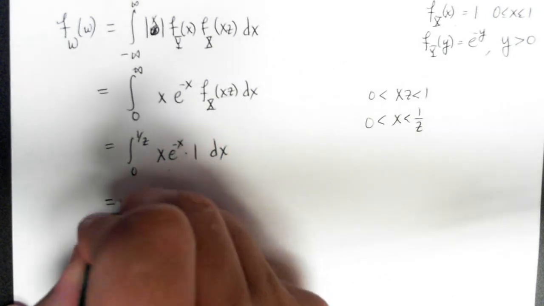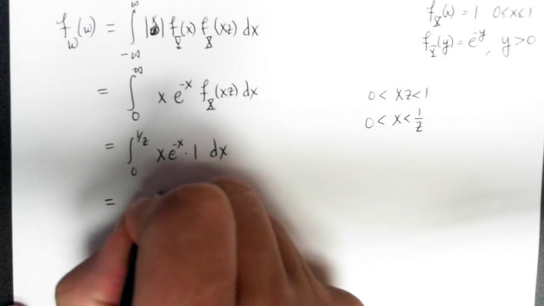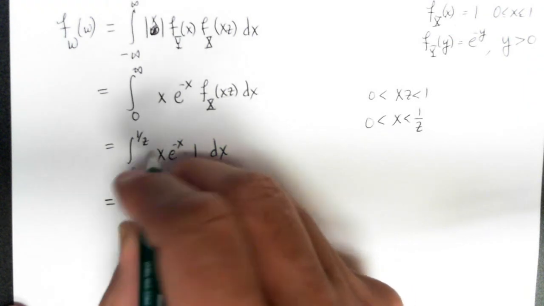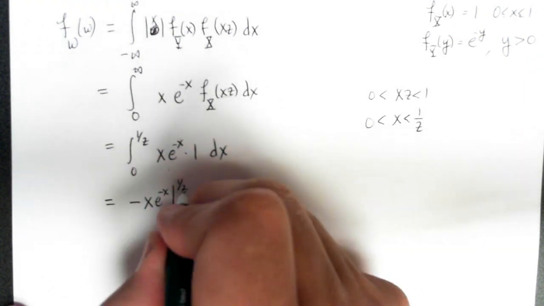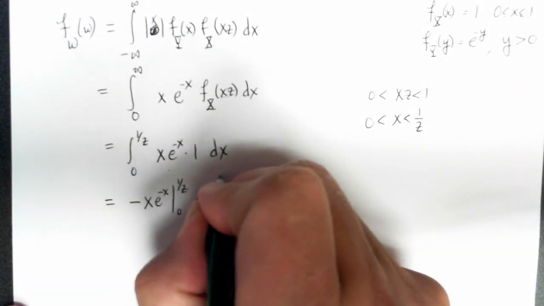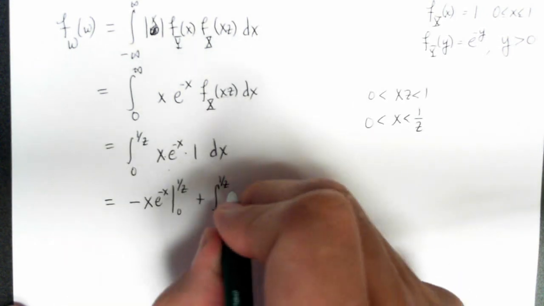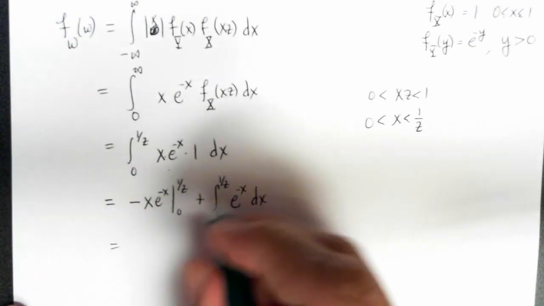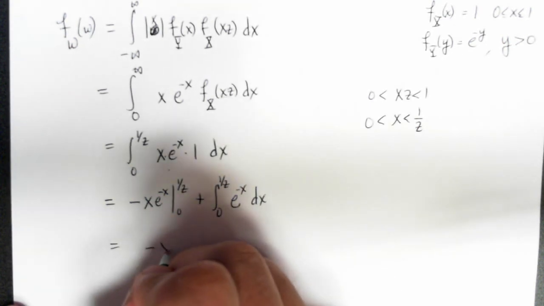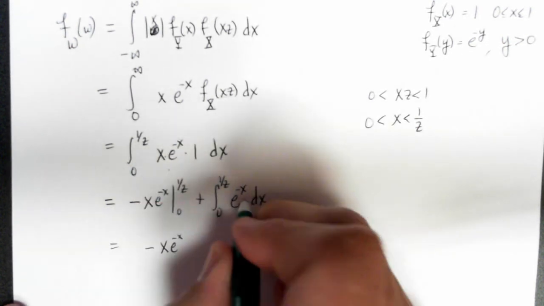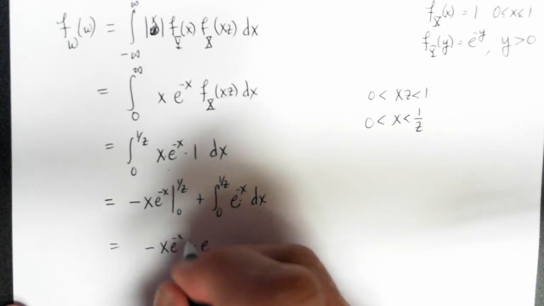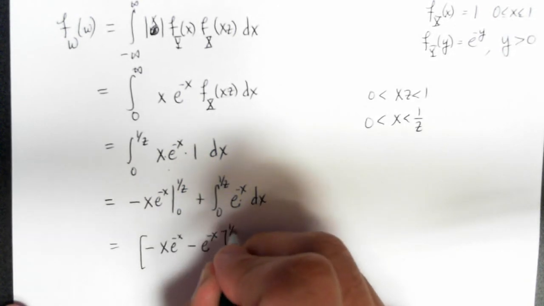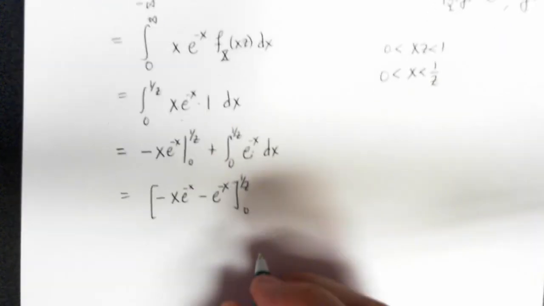So integrating this by parts, we get negative x e to the minus x evaluated from 1 over z to 0. Then minus minus becomes plus, integral from 0 to 1 over z. The derivative of x is 1, e to the minus x dx. This part comes along for the ride. Computing this integral, we get minus e to the minus x, and I evaluate this between 1 over z and 0.